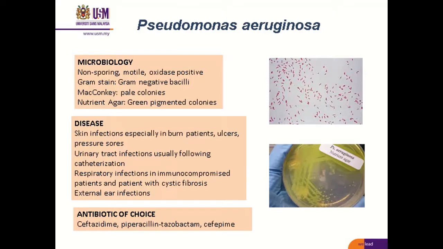The diseases it causes include skin infections, especially in burn patients, patients with ulcers, and pressure sores. It can also cause urinary tract infections following catheterization. It can cause respiratory infections in immunocompromised patients and patients with cystic fibrosis, and it can also cause external ear infections. The antibiotics of choice are ceftazidime, piperacillin tazobactam, and cefepime.